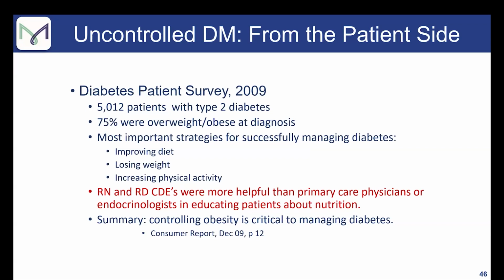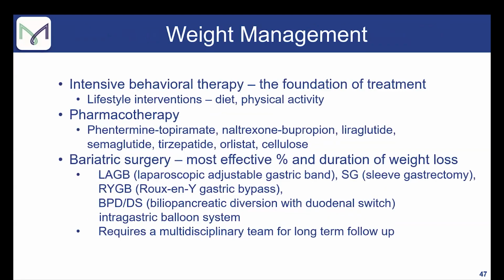Their most important strategies that the patients identified for successfully managing their diabetes included improving their diet, losing weight, and increasing physical activity. It was also noted that the RN and RD CDEs were more helpful than the primary care providers or the endocrinologists in educating patients about nutrition. And the overall summary from the patient's perspective is that controlling their obesity was critical to successful management of their diabetes. Next.